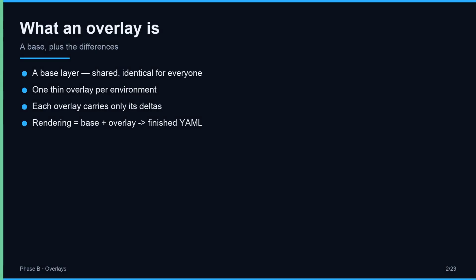So what is an overlay? It is two things stacked together. A base layer, shared and identical for everyone. Plus one thin layer per environment, the overlay itself, which carries only that environment's deltas. When you render, you stack the base and the overlay, and out comes finished YAML. Nothing is duplicated. The common parts live once, in the base.